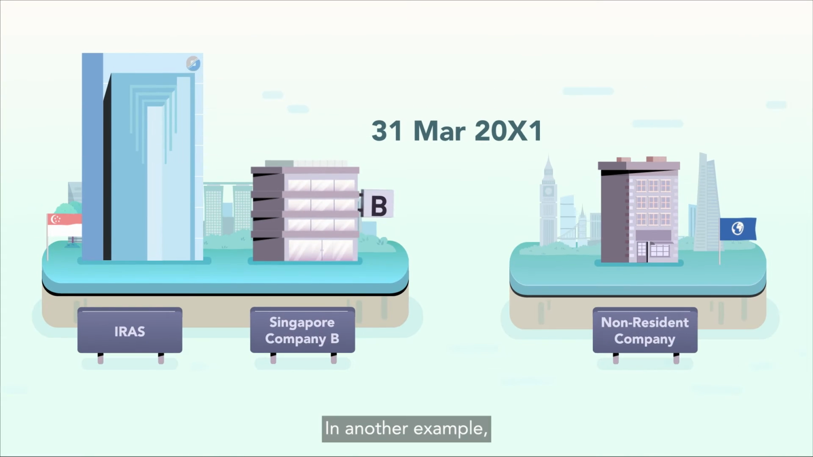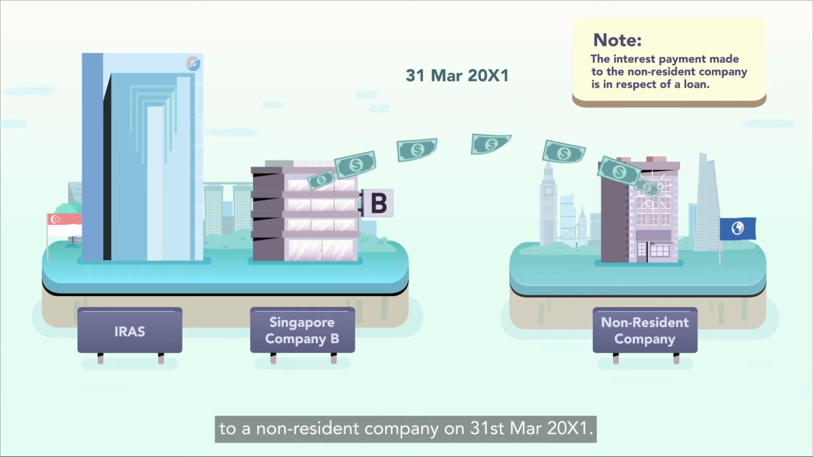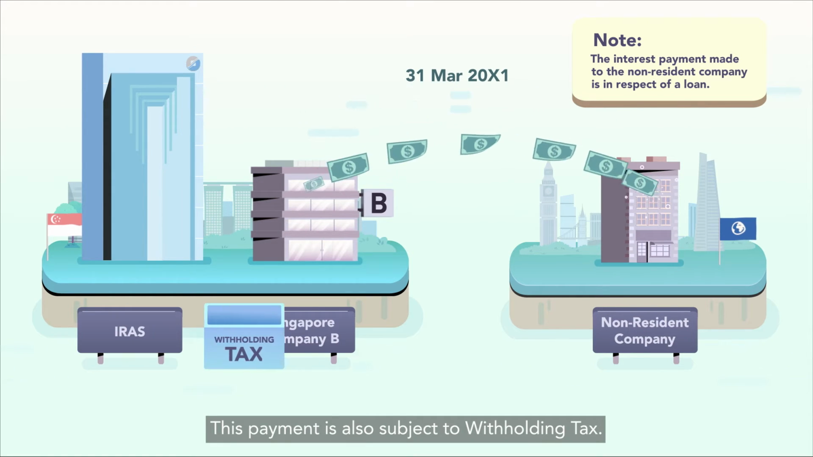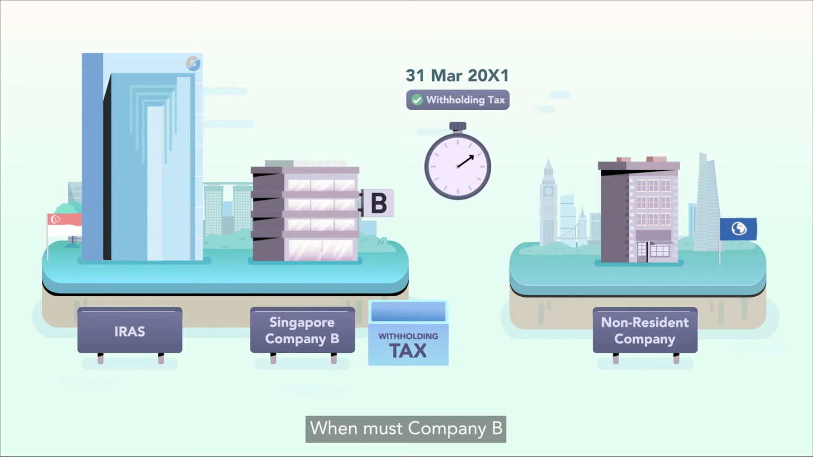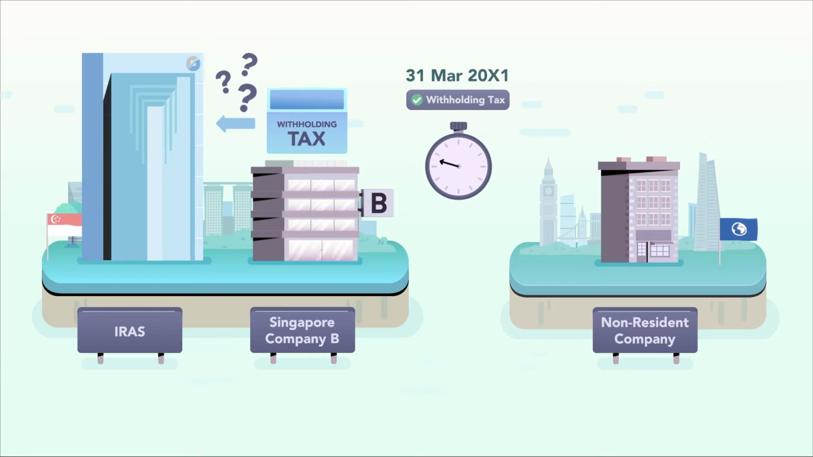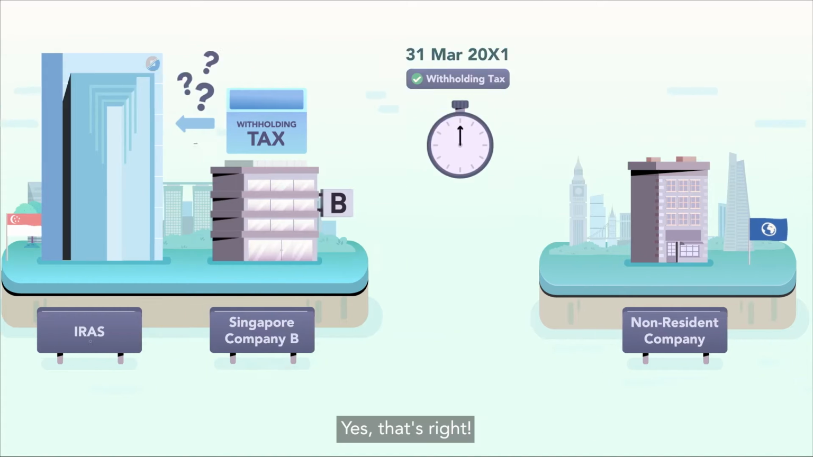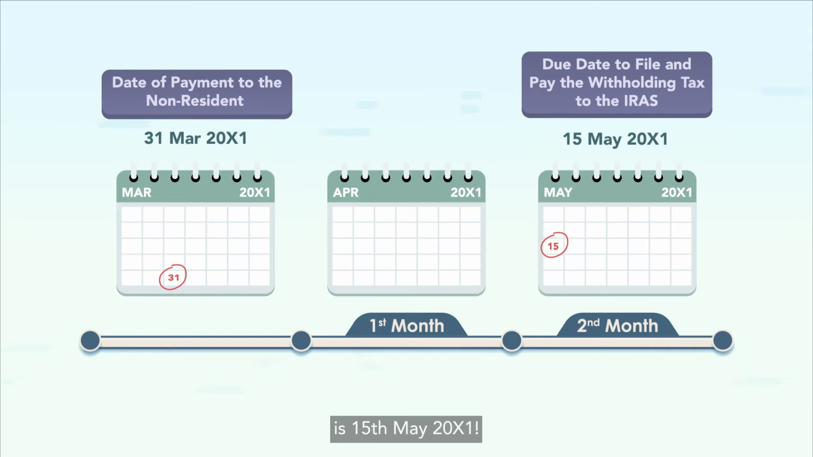In another example, Company B makes an interest payment to a non-resident company on 31st March 20X1. This payment is also subject to withholding tax. When must Company B file and pay the withholding tax to the IRAS? Yes, that's right. The due date to file and pay the withholding tax is 15th May 20X1.